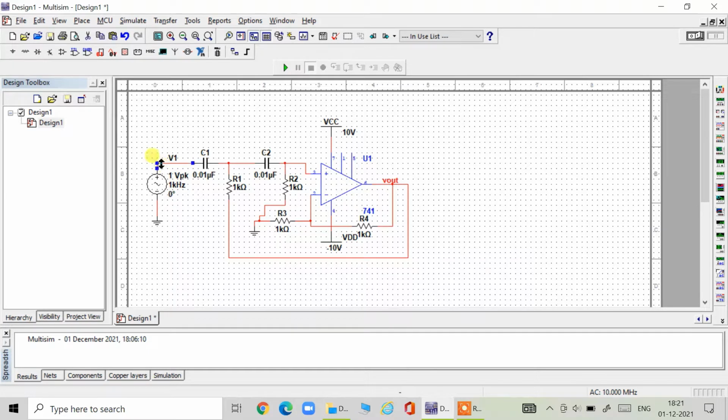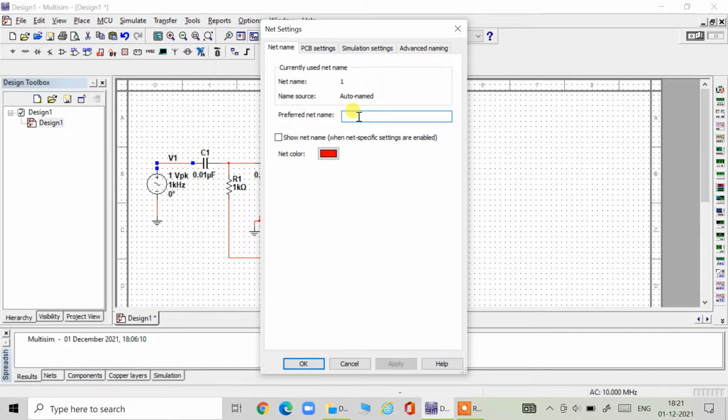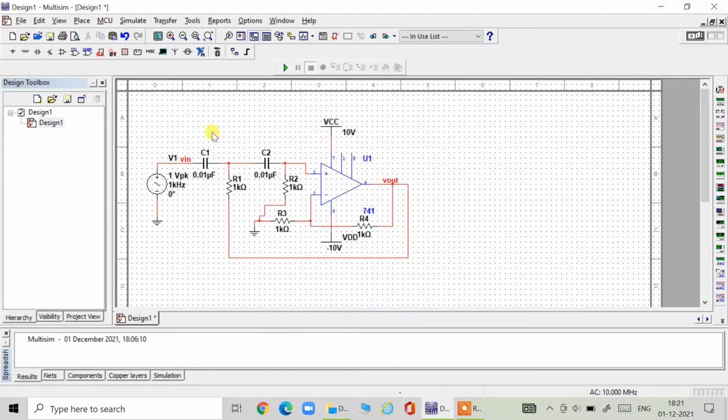So just I am going to mark it here. So this is my input. So the net name. So my complete circuit is ready. Now we have to see the output.